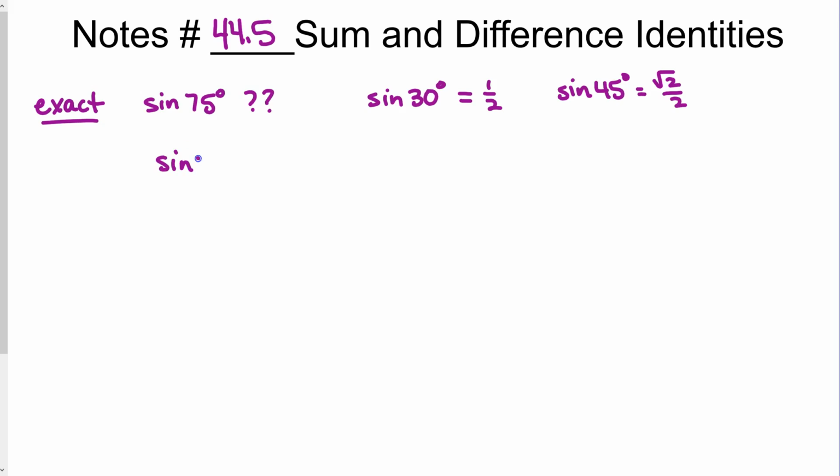So is it the same as the sine of 30 plus the sine of 45? In other words, could I factor out sine? In essence, that's what I've done. I've factored out sine and I'm adding the two numbers. Well, an easy way to check this is to use a calculator and compare the approximate values.